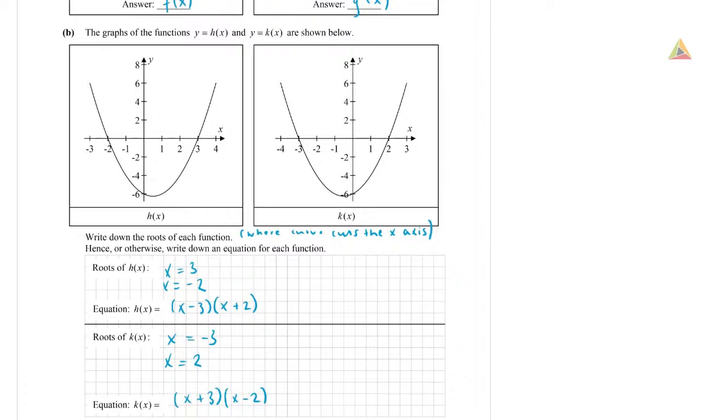And that's it for this week. I'm going to attach some links into the chat for some extra video tutorials for you to do. And just, I suppose, be very aware of what the different types of functions look like when you see them on a graph.